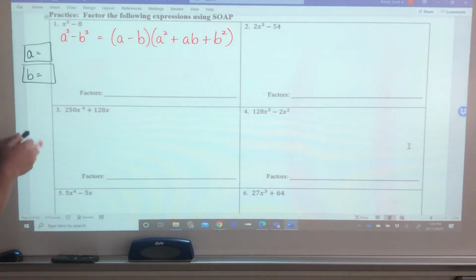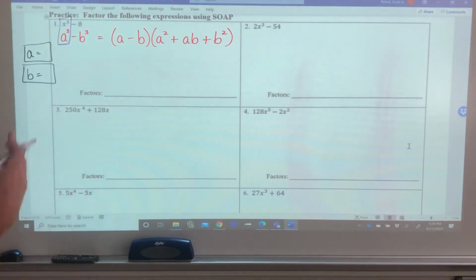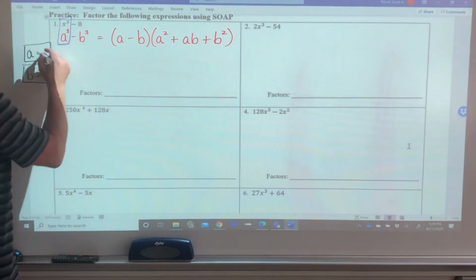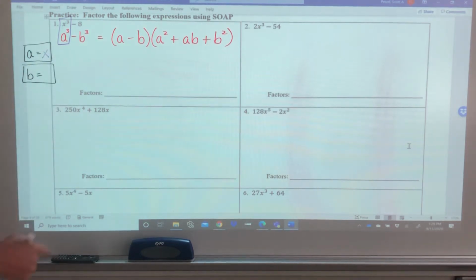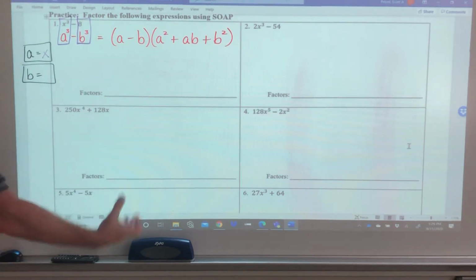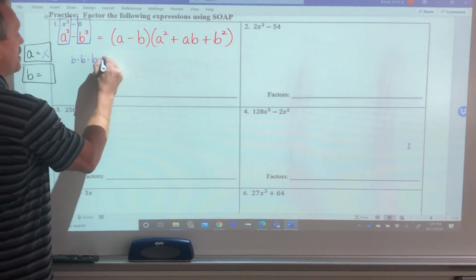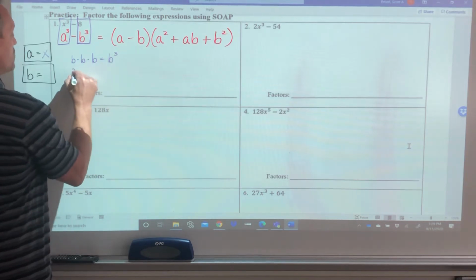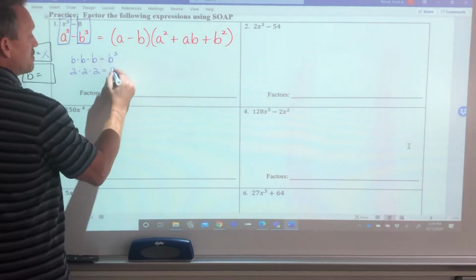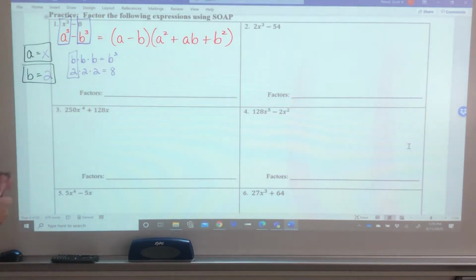So if we look at this here, these are just representations of that a. So a cubed is basically equal to x cubed, so a would be equal to x. And then we have b cubed is equal to 8. Well, b times b times b equals b cubed, and 2 times 2 times 2 equals 8. So that means that b is equal to 2. You want a total breakdown, that's how it works.